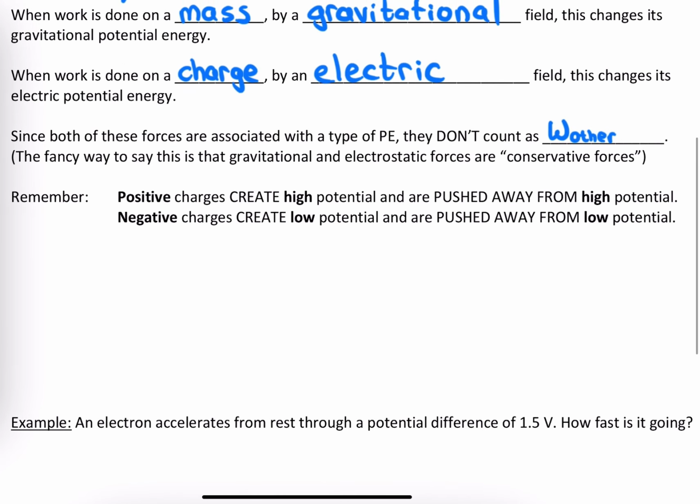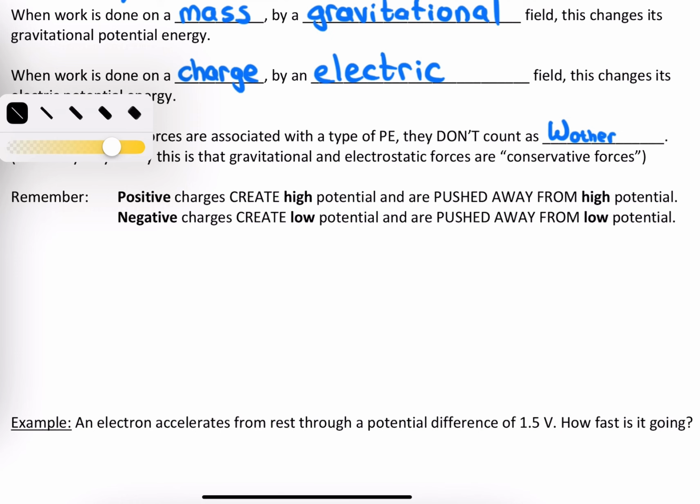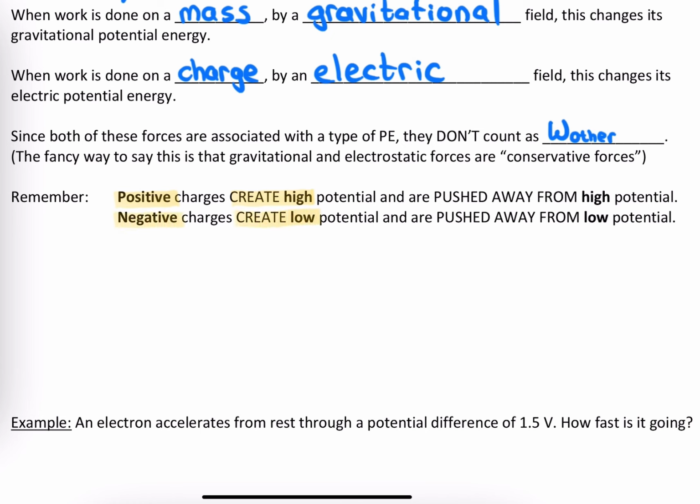Now, before we jump into an example, I want to recall a couple of ideas from the previous lesson that I think will be useful here. So, positive charges create high potential, and negative charges create low potential. In addition to that, positive charges are pushed away from high potential, and negative charges are pushed away from low potential. So positive charges that are creating potential will make that potential high around them, and positive charges that are being affected by a potential will feel pushed away from those high areas. And then the opposite with negatives.